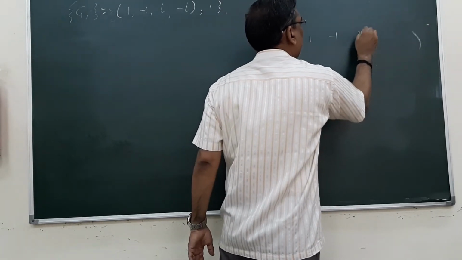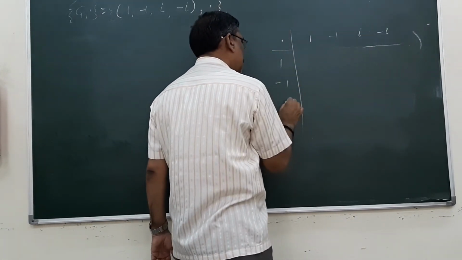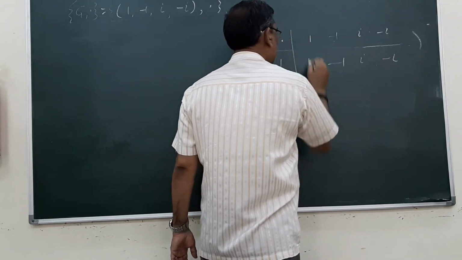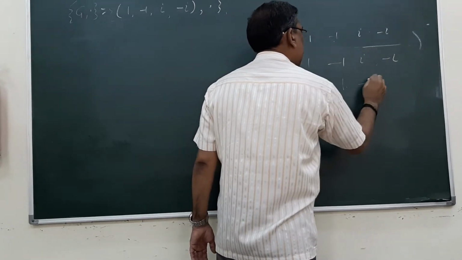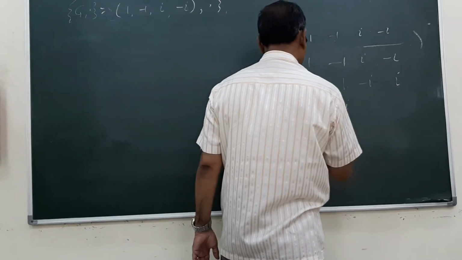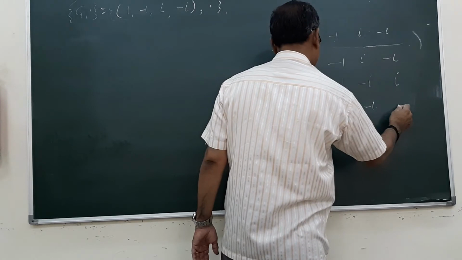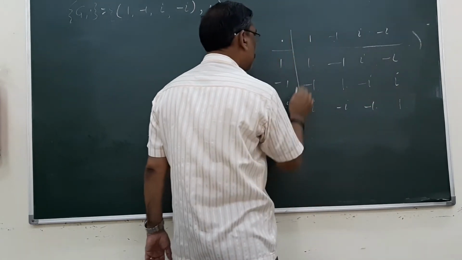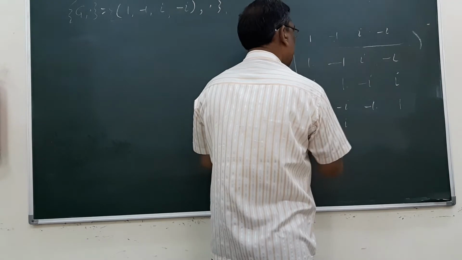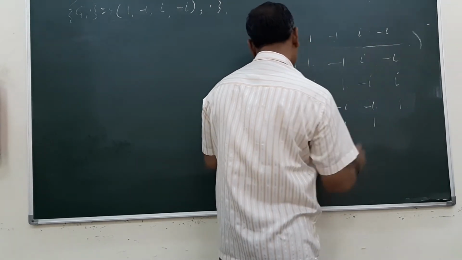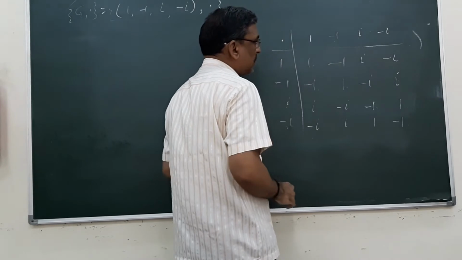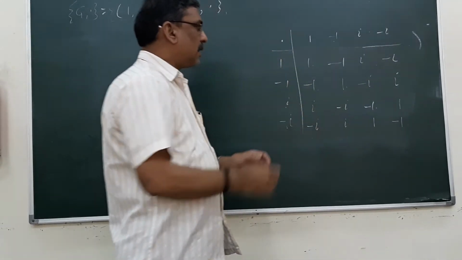The table has entries: 1, minus 1, iota, minus iota; minus 1, 1, minus iota, plus iota; iota, minus iota, minus 1, and plus 1; and so on, with iota square equal to minus 1. All these entries are completed.